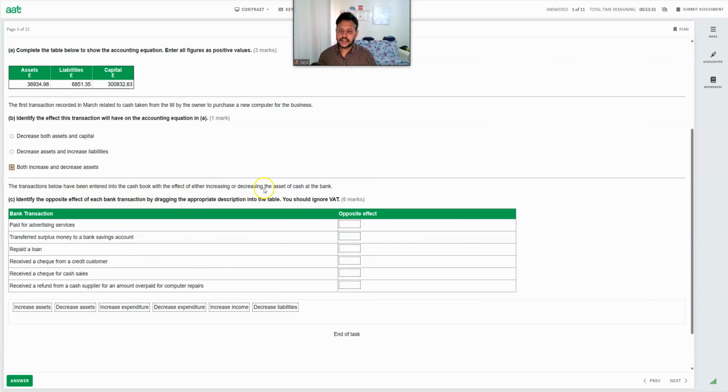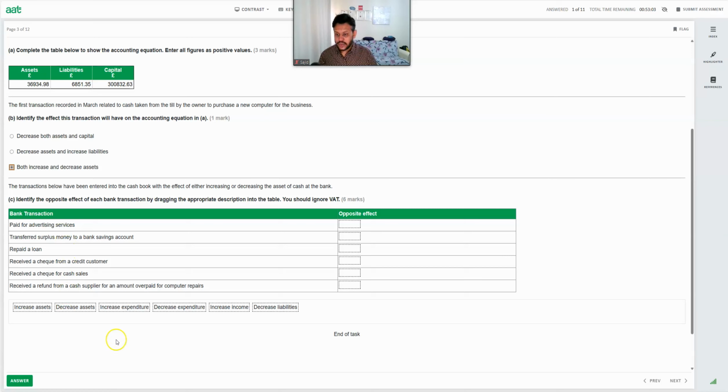So the transaction below has been entered into the cash book with the effect of either increasing or decreasing the asset of the cash at the bank. So either my bank will go up, increase, or decrease. Now here, of course, if I pay for the advertising, what will happen? My total expense will go up. Sometimes we say this month my expense is very high because I spend more. So if I paid for the advertising services, my expenditure will go up.